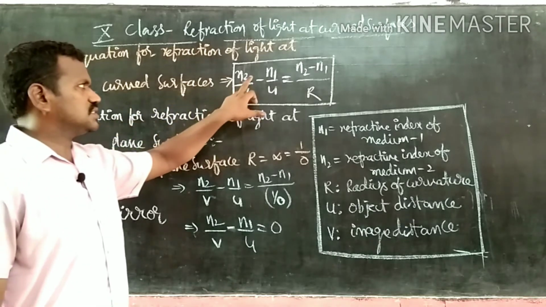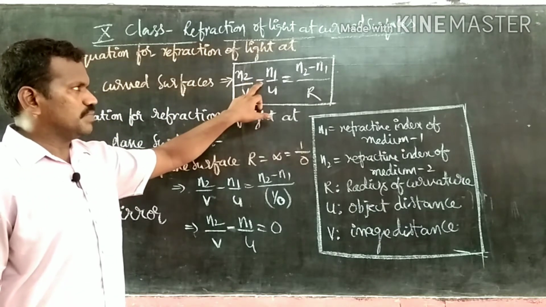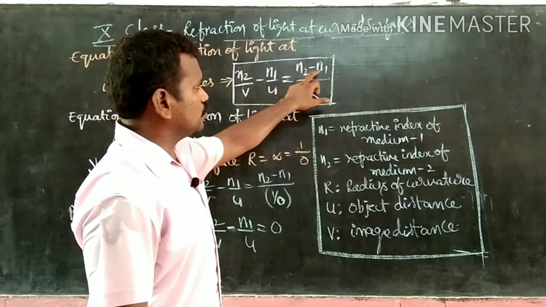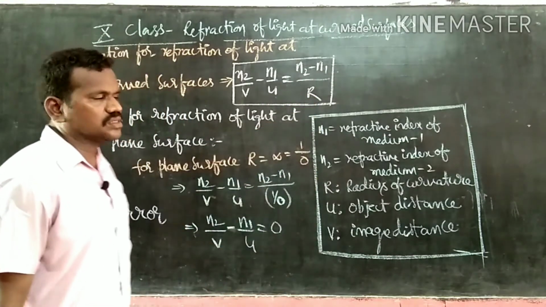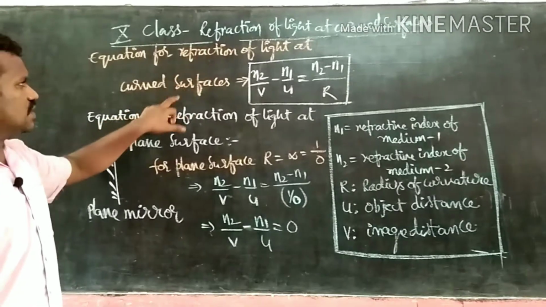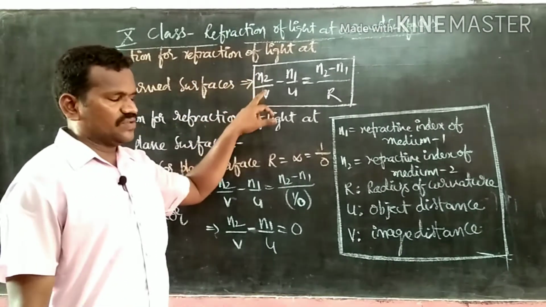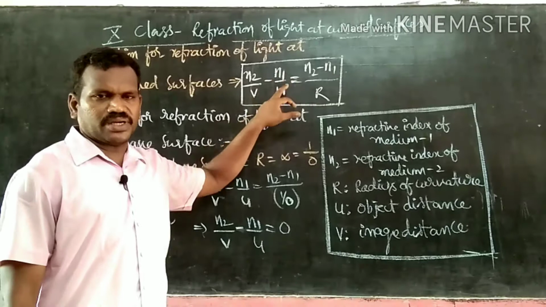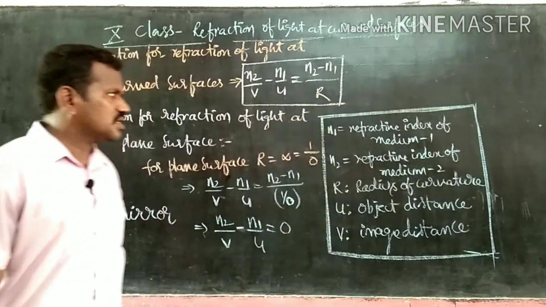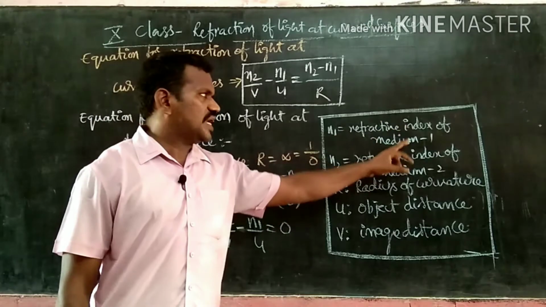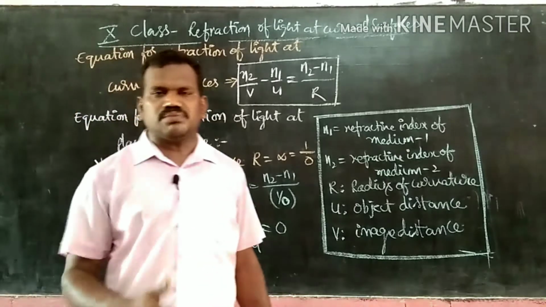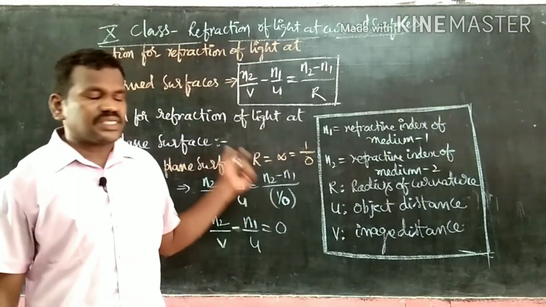The equation is N2 by V minus N1 by U is equal to (N2 minus N1) by R. This is the formula for refraction of light at curved surfaces, where N1 is the refractive index of medium 1. Why? Because the light rays are traveling from one medium to another medium. It is a curved surface.